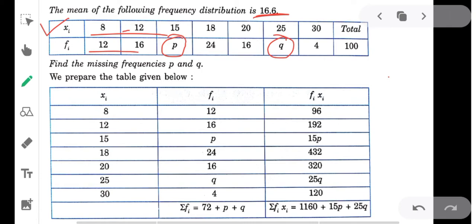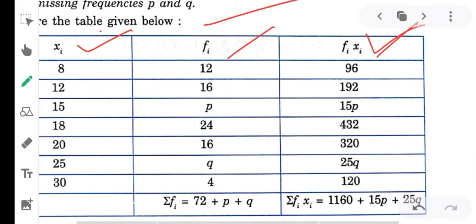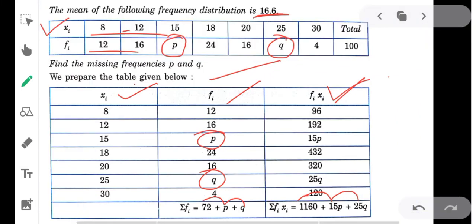First make a table like this. In the first column write down the observation, in the second column write down the frequency, then in the third column write down the product of frequency and observation. Clear? Then summation of fi will be 72 plus p plus q, because the values of p and q are not given, I have to find them, and summation of fi xi will be 1160 plus 15p plus 25q. Up to this clear?